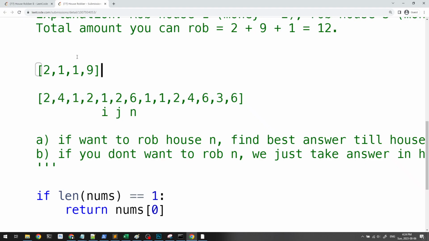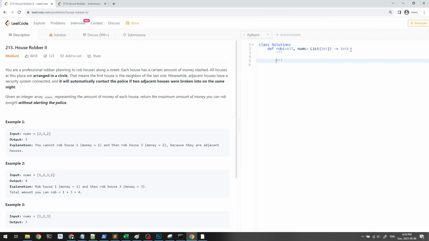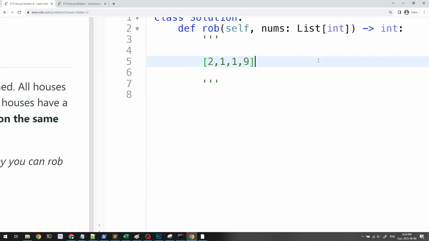So for example, what does that mean? Let's say we have something like this, and we want to determine if we can rob house n. Here, this is house i, and this is house j. Now, what is the best answer here? The best answer is actually 11. It means we can rob this, and then we can rob this. So the best answer here is 11.